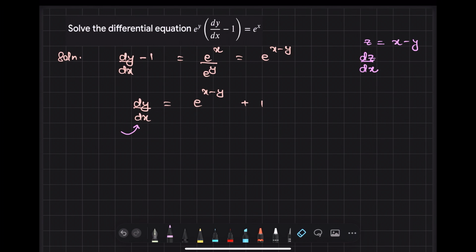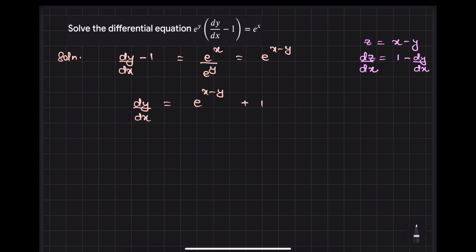Okay, now look at this. We have differentiation of x as 1 and then dy by dx. Now can I use the value of dy by dx as 1 minus dz by dx is equal to e power z plus 1? Now can you play fruit ninja? This thing gone. Now can I segregate the x thing and the z thing together? Look at this. Yes, now we can apply the variable separable method.